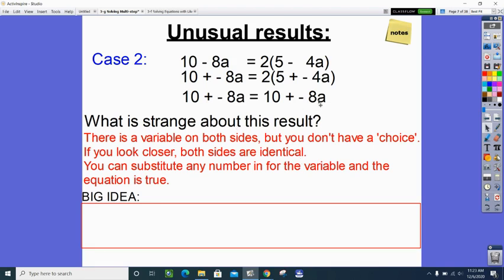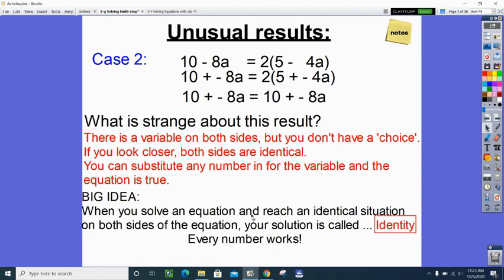Basically, you could put 1 in for a and it would work. You could put 2 in for a and it would work. And you could put 3 in for a. Like any number is going to work. So here's the big idea. When you solve an equation and you reach an identical situation on both sides, that's called an identity. And it means that every number works.